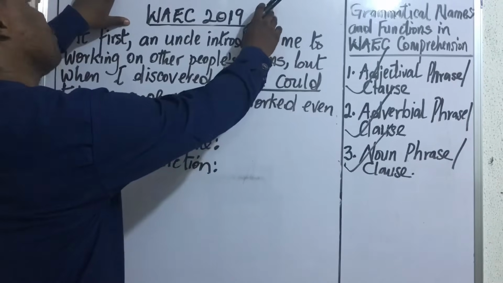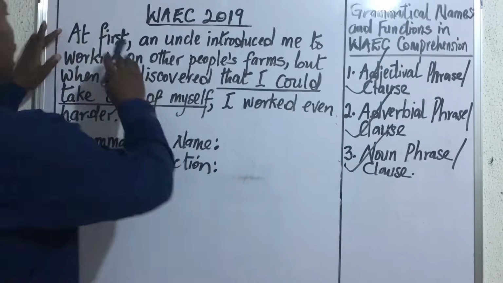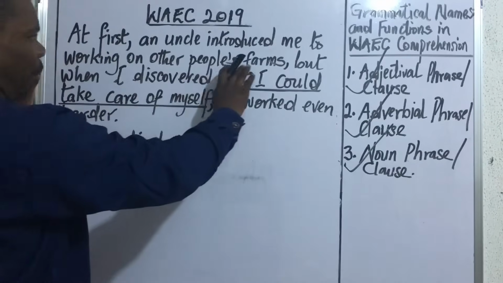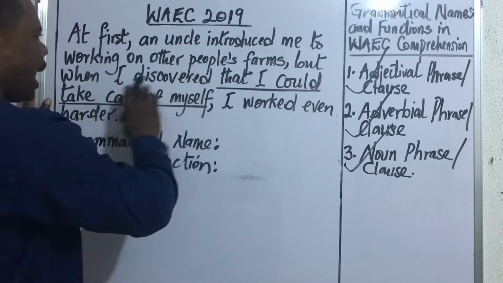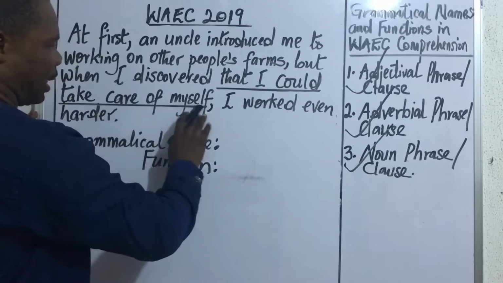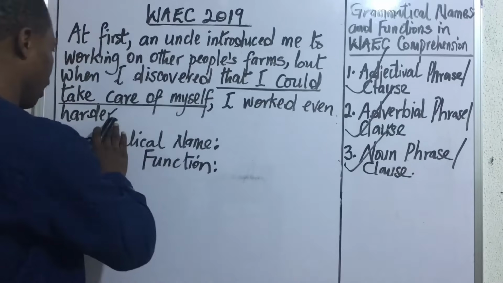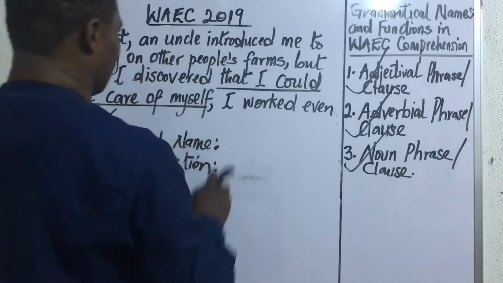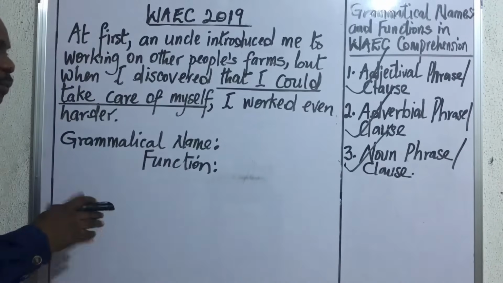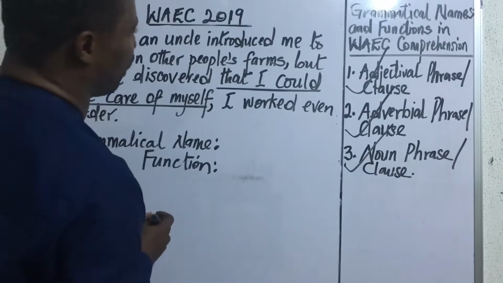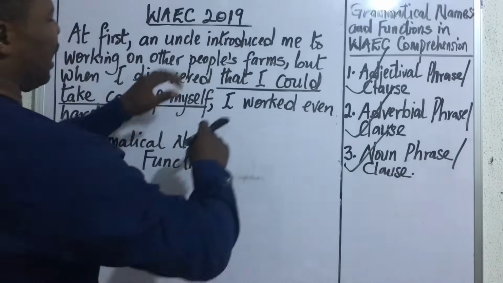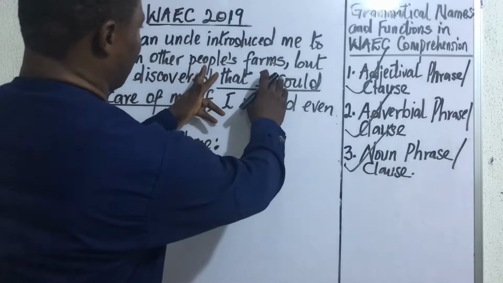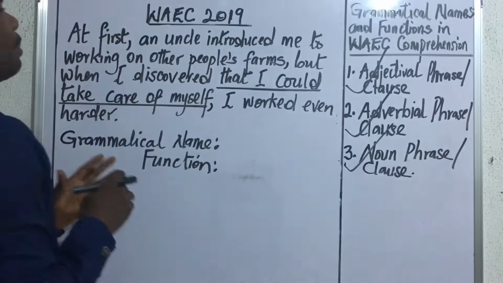For the next one, we have WAEC 2019. At first, an uncle introduced me to working on other people's farms. But when I discovered that I could take care of myself, I worked even harder. So what we're considering here is "that I could take care of myself". This year was a funny year as well, if I have to put it that way. Because the underlined expression which we are to name here starts with what? "That". And that is misleading.